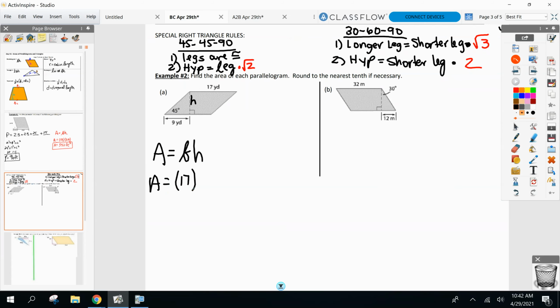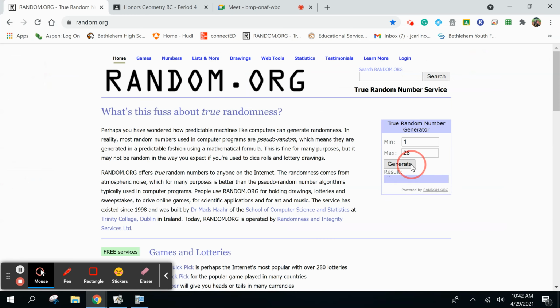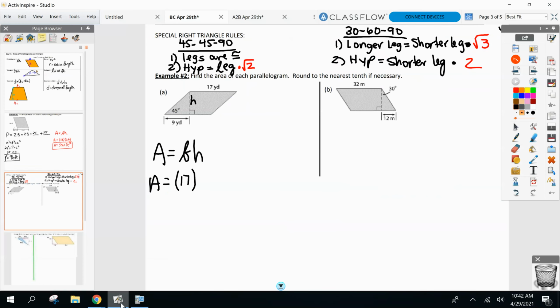All right, somebody help me find the height. Notice the height is across from 45, and the 9 is across from 45. Put the two together, what's my height, knowing my rules? Lucas, going back to you. Also 9. Legs are congruent, so the height is also 9. Please stop me if you have any issues. 153 square yards.